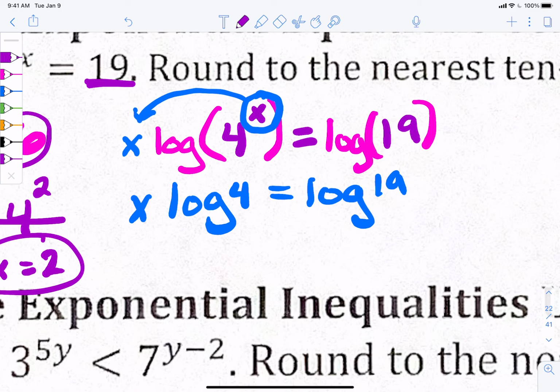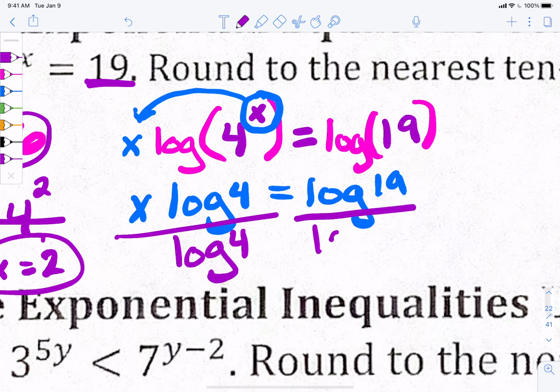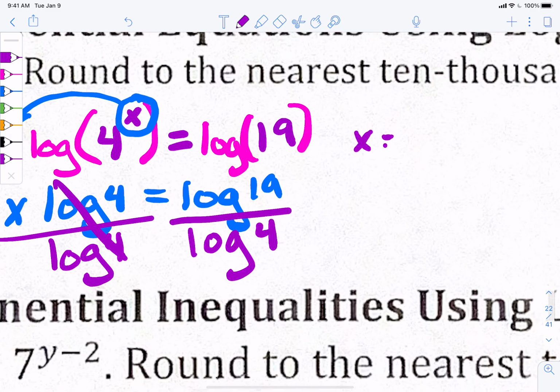How can I get that x by itself? Divide by log 4. Log 4 is a little bit different than 4. You're dividing by log 4. So x is equal to log 19 divided by log 4.